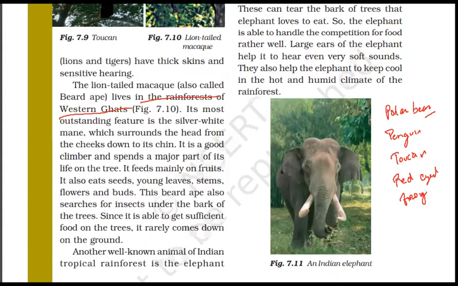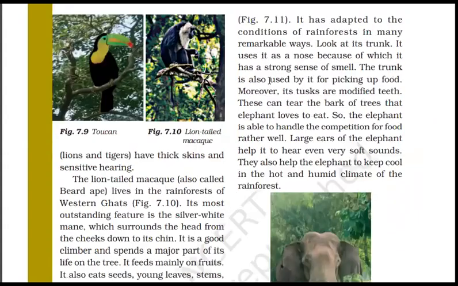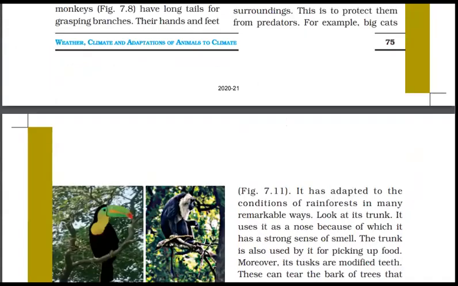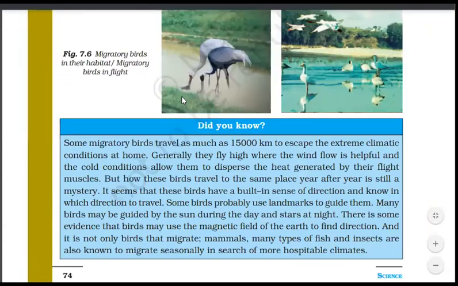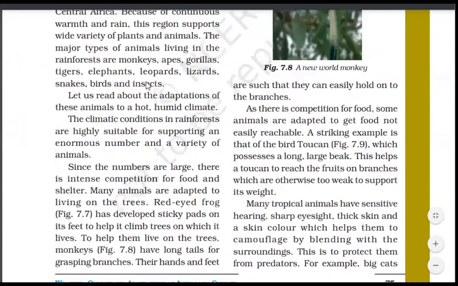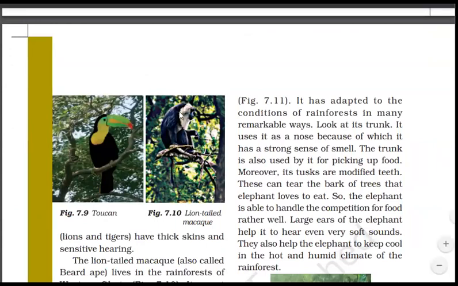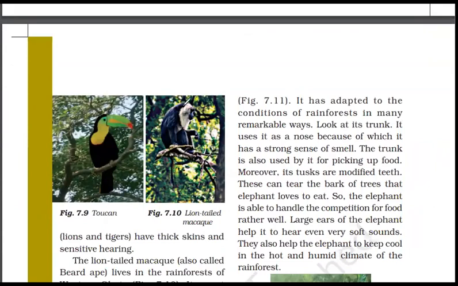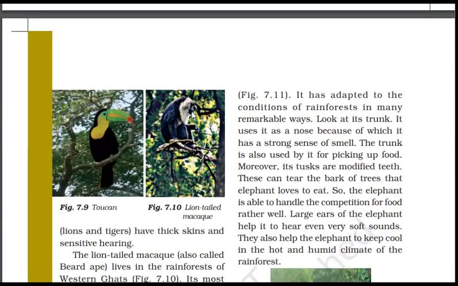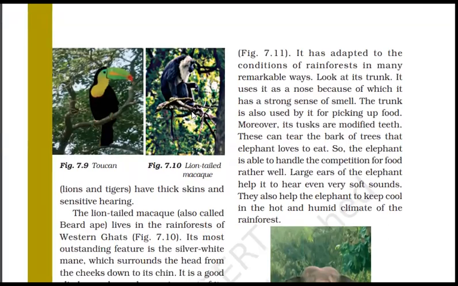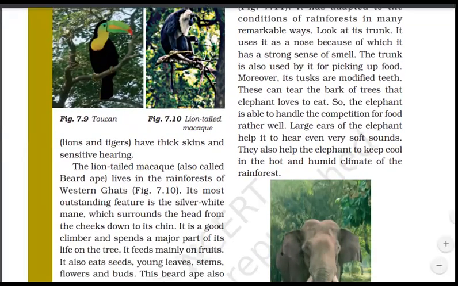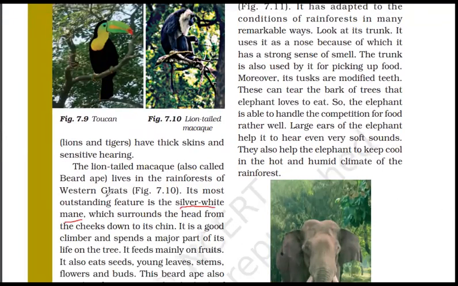So basically, you don't have to memorize everything, just remember the picture and the name. Why are they called lion-tailed macaque? Because they have fur like lions. They have hair like a lion on their face, because of their silver-white mane-like hair, which surrounds the head from the cheek, like a lion.